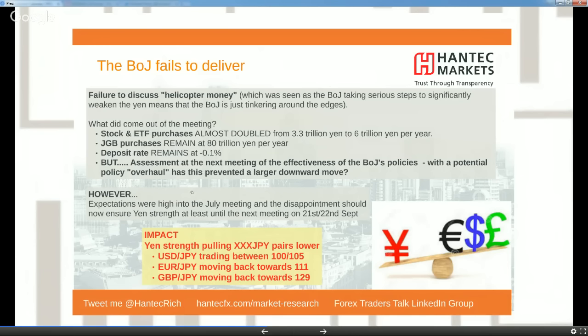Well, it could mean that subsequently they do helicopter money, but that's still really pie in the sky at the moment. We don't really know whether that's going to happen or not. But at the moment, the yen is strengthening.